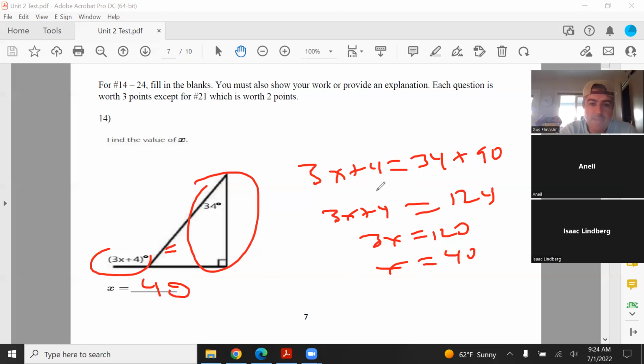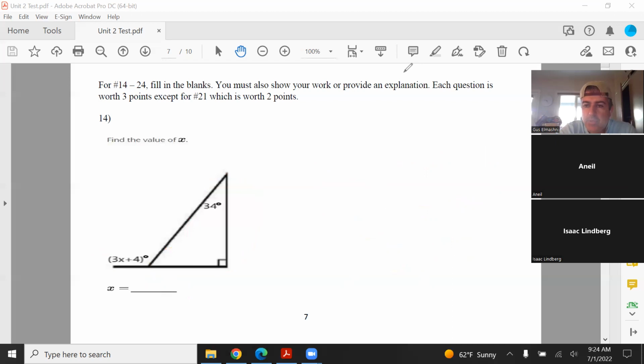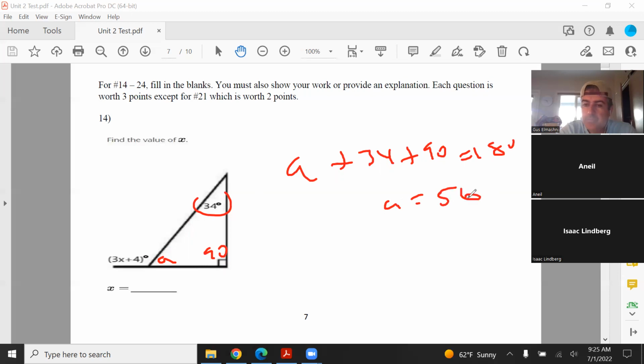Yeah, that's just 40. That makes sense now because you have 3 times 40 plus 4, which is 124. That definitely looks like 124, right? That definitely looks like more than 90. Now, why is that relationship true? Why do these two add up to this? Think about it. All the angles in the triangle add up to 180. That's 34. That's 90. If I call this A, then A plus 34 plus 90 must add to 180, right? We know this. So A is going to be 56 when you work it out.